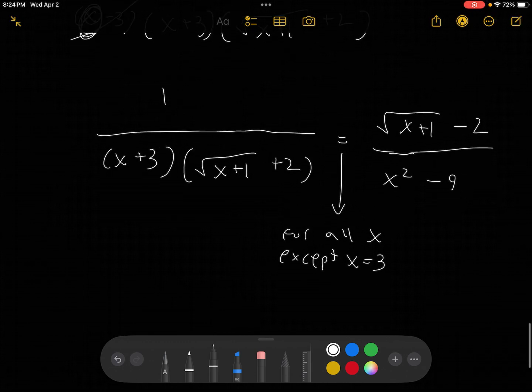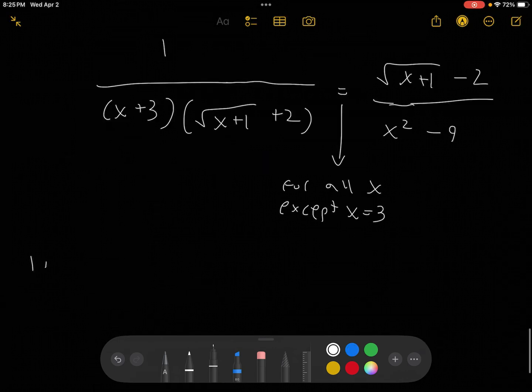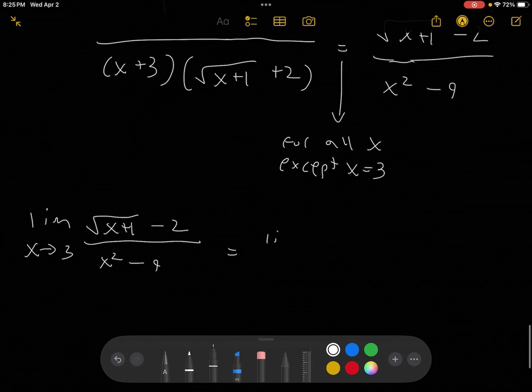x equals 3, which is precisely what we wanted, because when we're finding the limit of our old expression at 3, we don't actually care about what the value of the function is at 3. We just care about what it is near 3. So we see that the limit of our function as x approaches 3 is the same as the limit as x approaches 3 of this new function.